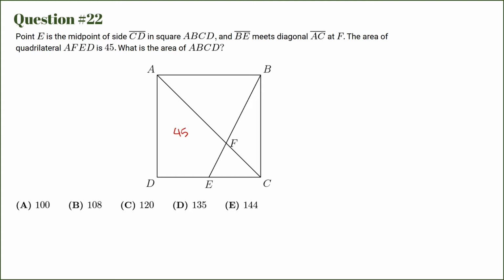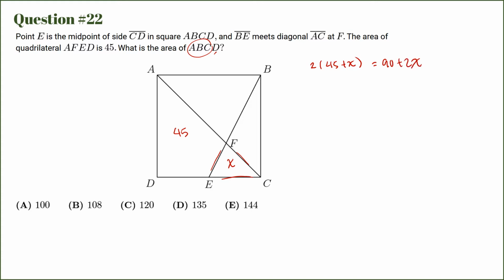Okay, first of all, let's assign a variable x to denote the area of triangle CEF. Now we know that the area of ABCD is 2 times 45 plus x, because triangle ACD is half the area of the square ABCD. So this equals 90 plus 2x.